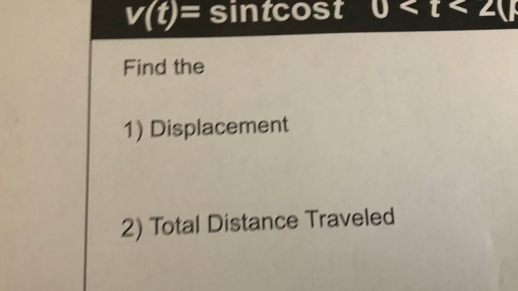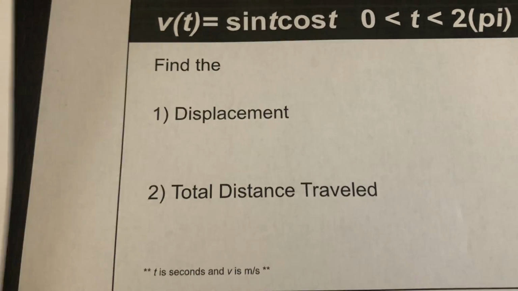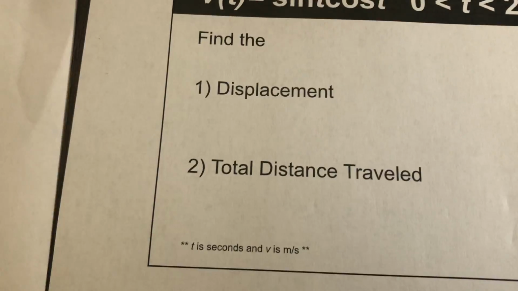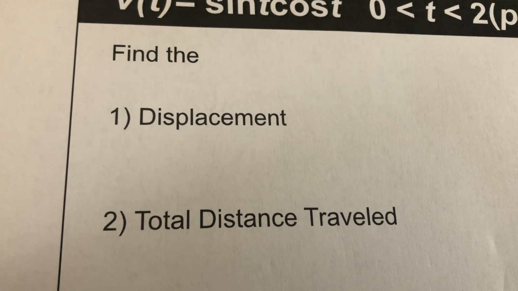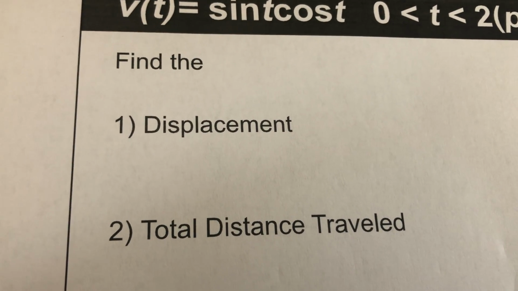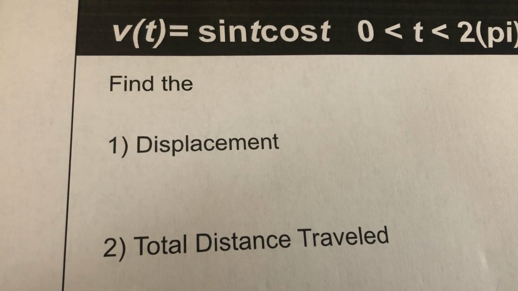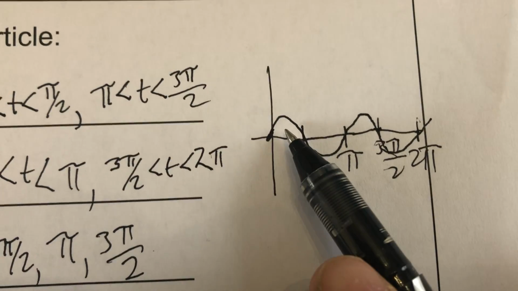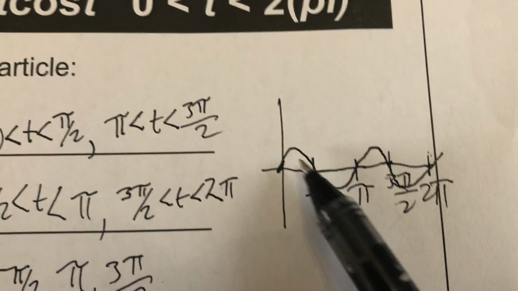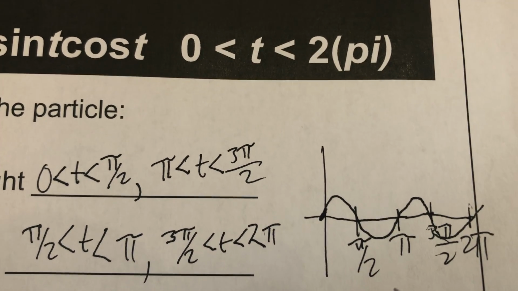Next things we want to talk about, displacement and total distance traveled. Okay, we talked about this the other day. Displacement is just the integral. And what that means is, where did it end up? Forward or backward from where it started. So when we do this, the area inside of here is positive, the area inside of here is negative, positive, negative, and we'll add those all up and see where they are.